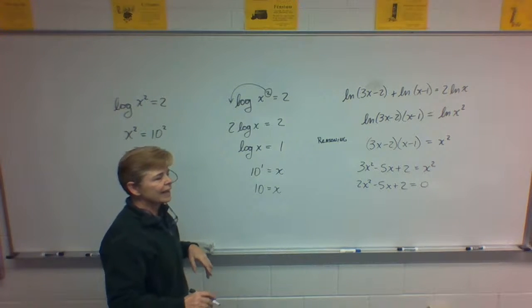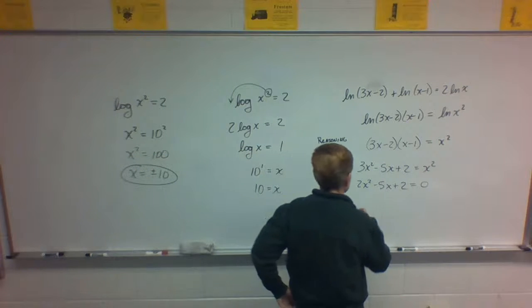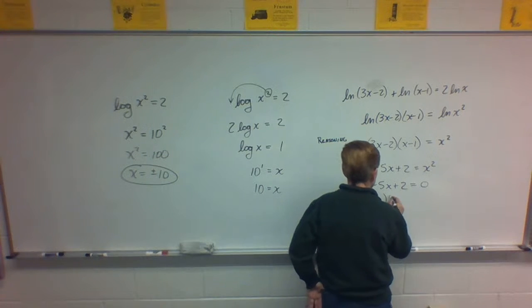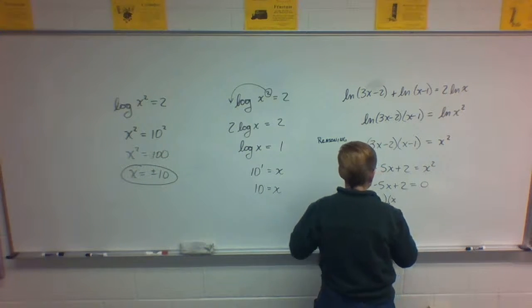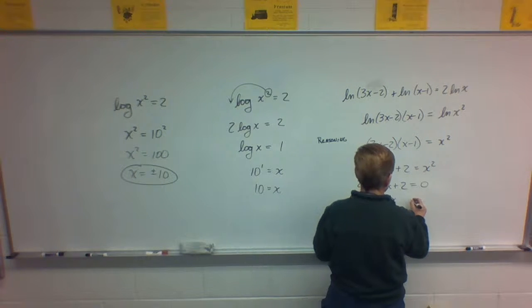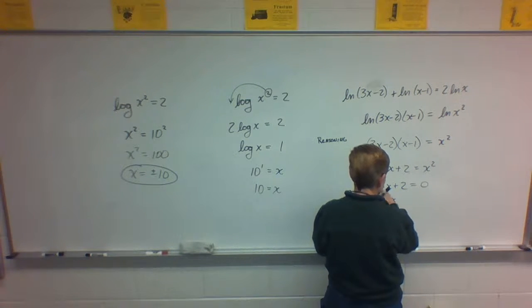Because I don't have my calculator handy and I happen to know this will factor, I'm going to. Because I can see this 2 and this 2 is going to give me the 4 I need, plus the one that's right there is going to give me 5.